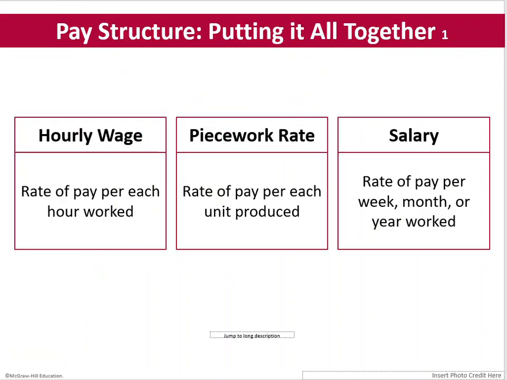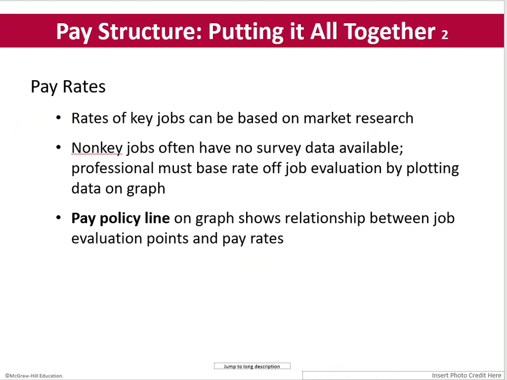Okay, putting it all together, hourly wage. You're paid $10 an hour, that's an hourly wage. Most people get paid that way. But you could get paid by each unit produced, like if you had to make a widget and you had to make 100 widgets a day. Any widgets over that 100 you get an extra rate for. Or you could get salary, which is a rate of pay per week, per month, per year. So that's basically how I'm paid. They just take my annual salary and divide it among pay periods.